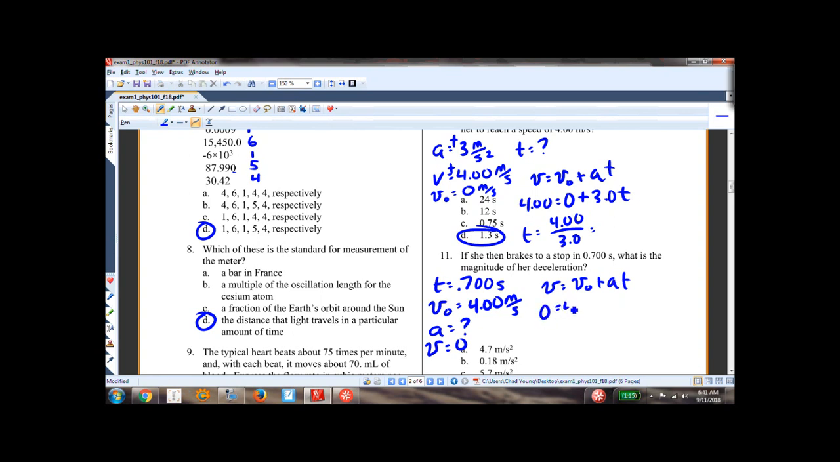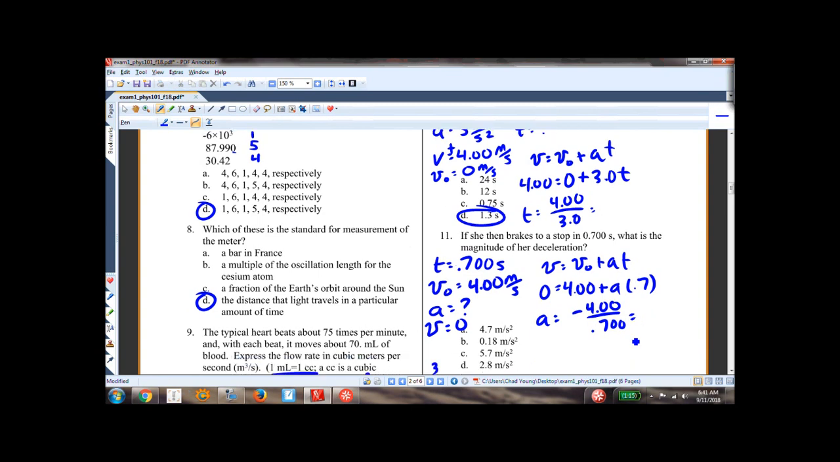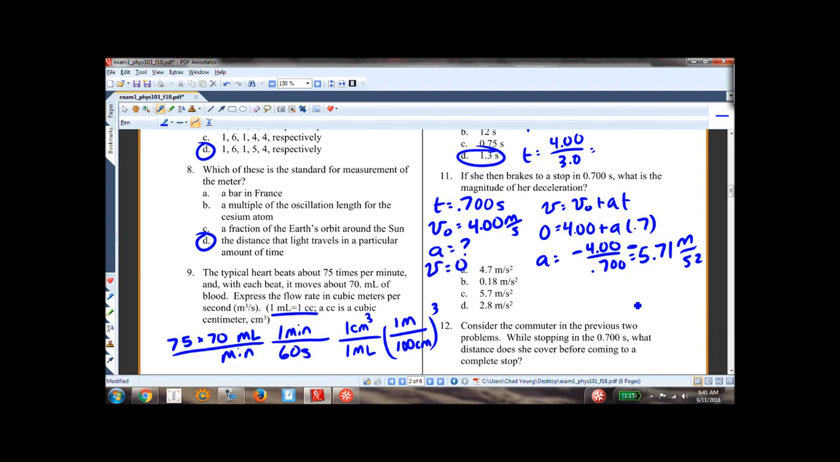0 is equal to 4.00 plus A times 0.7. So A is negative 4 over 0.7, should be 5.7, let's just double check. Yeah, 5.7, and yeah, it looks like I should have kept 3 sig figs there. Sorry, this should actually be 5.71 meters per second squared. Notice it's negative. The velocity and acceleration are in opposite directions, so she is slowing down.